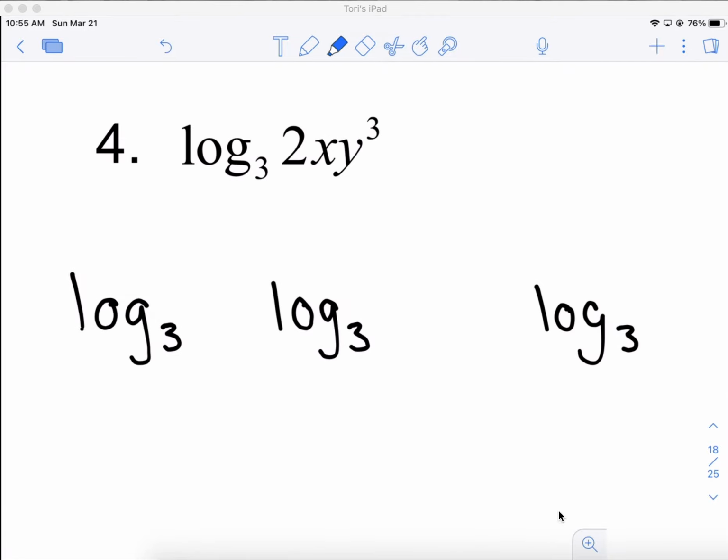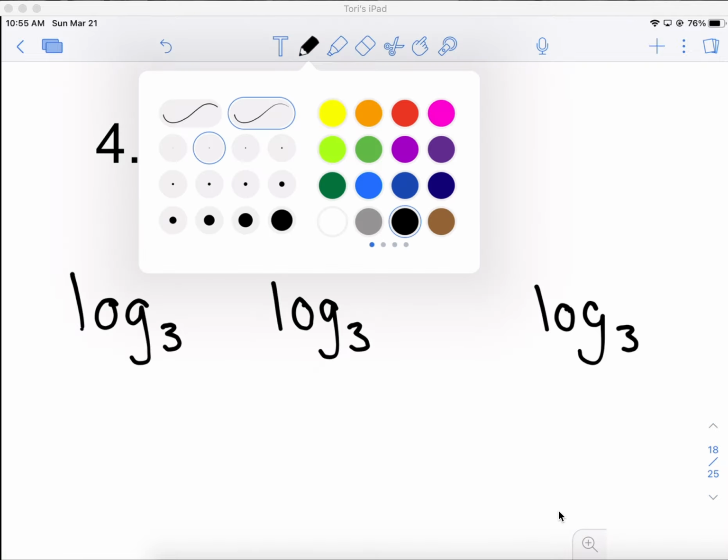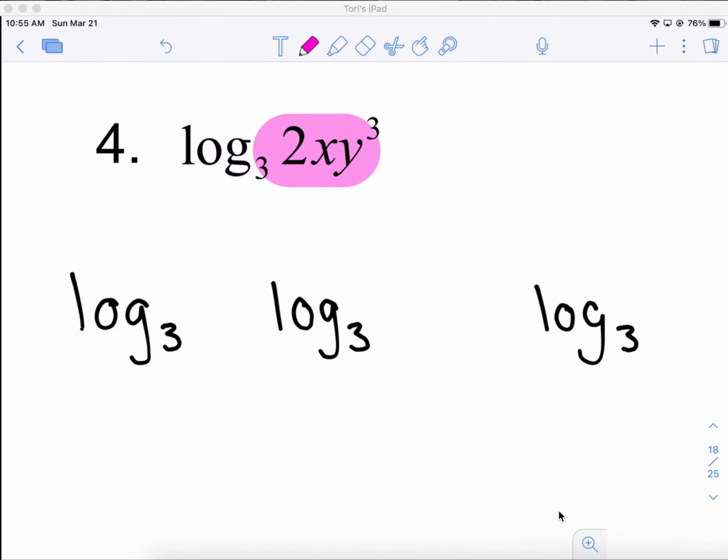Number 4, I have 3 different pieces in here that are all multiplying together. So when I write these out, I'm going to have log base 3 of 2, log base 3 of x, and log base 3 of y. Now, all of those pieces are adding together because they were all multiplying, but that 3 only applies to the y. So when I write that 3 out, it is only going to go on the front of the y portion. Okay, this would be our answer.